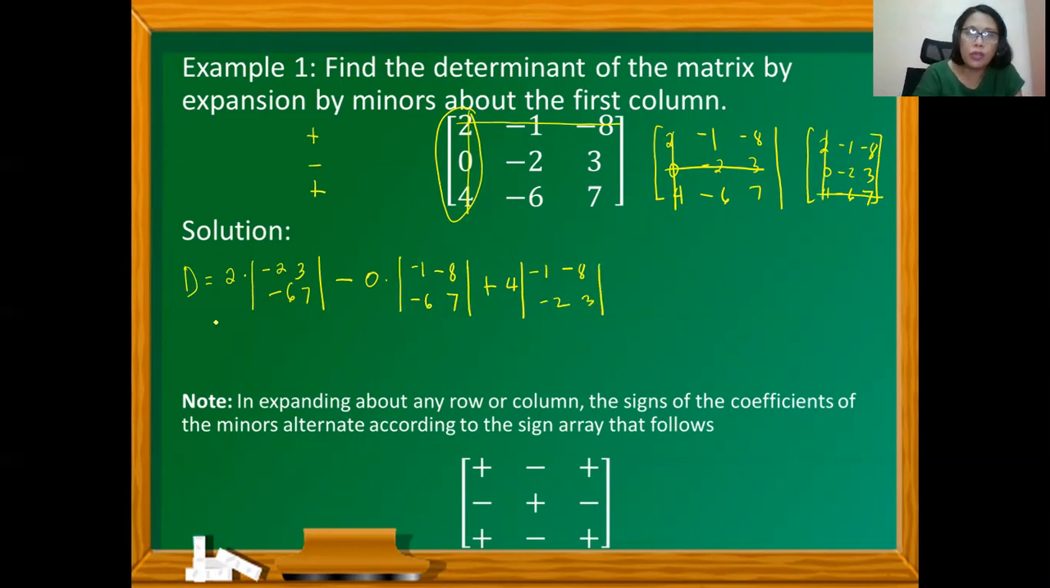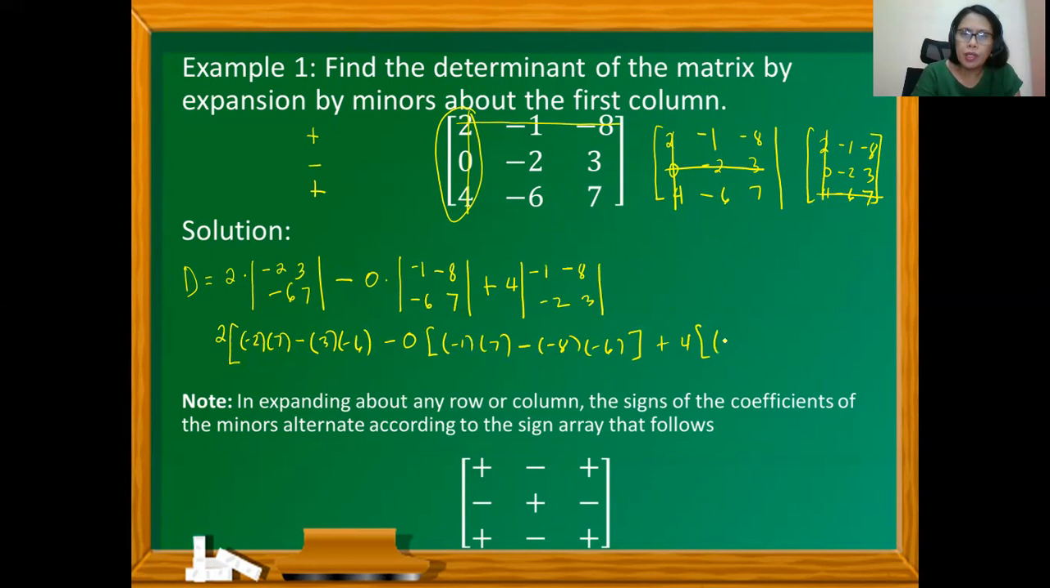So simplifying the expression, we have 2, and then performing the determinant of this 2 by 2 matrix, we have negative 2 times 7 minus 3 times negative 6. So this is minus 0 times negative 1 times 7 minus negative 8 times negative 6, and then plus 4 times negative 1 times 3 minus the product of negative 8 and negative 2. So this is 0 now.